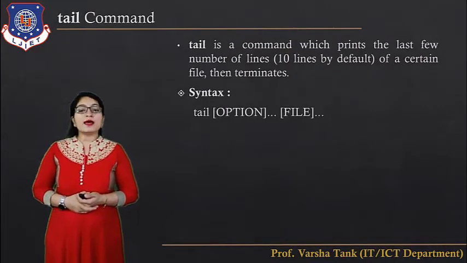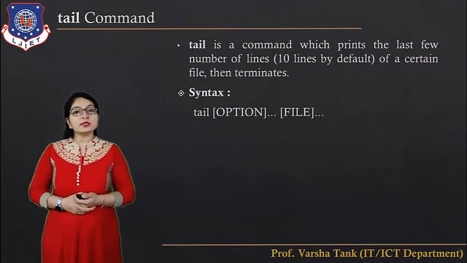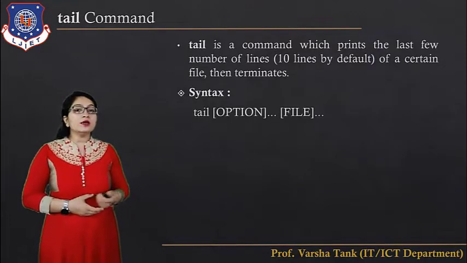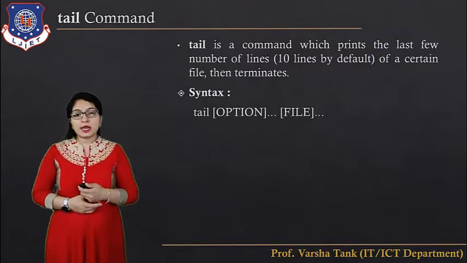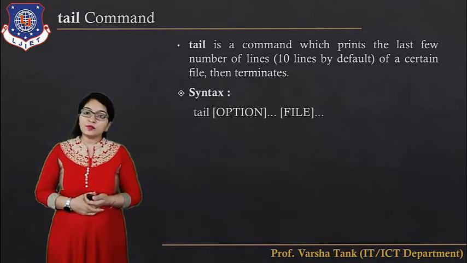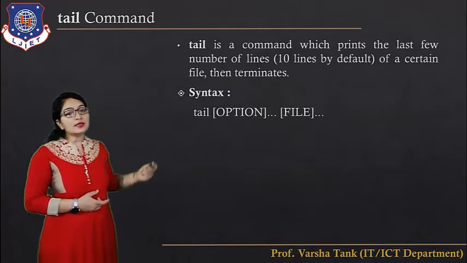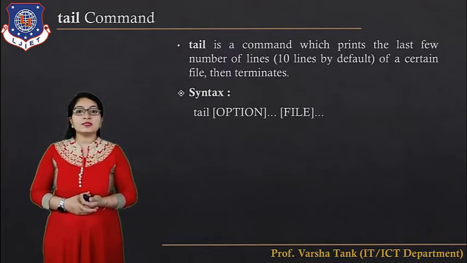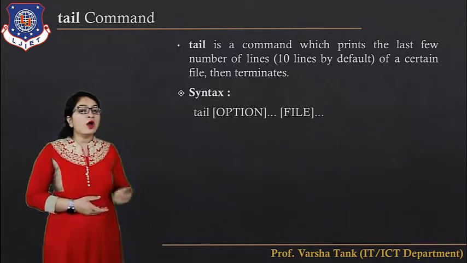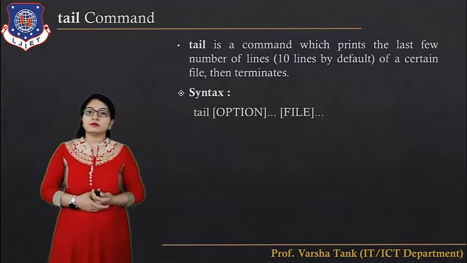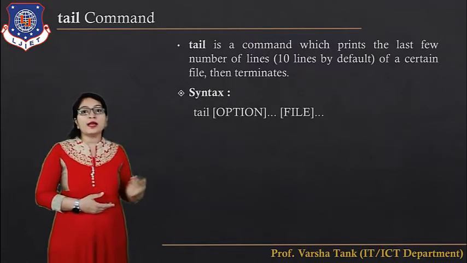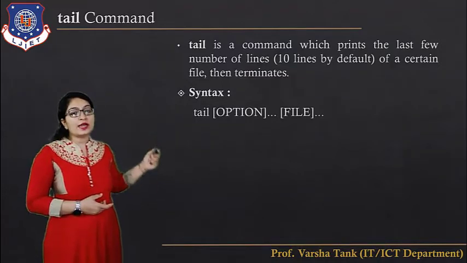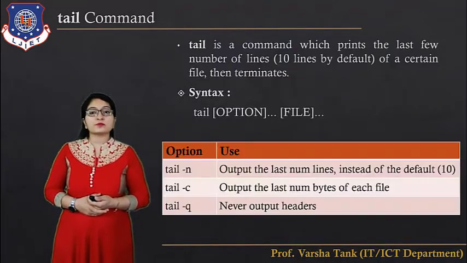In the same way there is a tail command, but what is the difference? The tail will print the last lines. Head will print the first lines and tail will print the last lines. Tail is a command which prints the last few lines, 10 lines by default, of the given file, and then terminates. The syntax for that is tail, options, and file names.